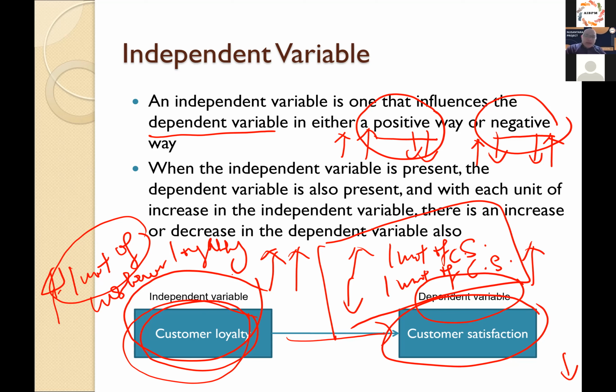Okay, so what does it mean by affect? That means if you have one unit change in the independent variable, then there will be changes in the dependent variable. It can be up, it can be down. When this increases and the changes also go up, we call it positive. But if the changes go down when the other goes up, then we call it negative. So it depends on the direction. So in short, what is an independent variable? It's the factor which affects your dependent variable. That is called the independent variable.